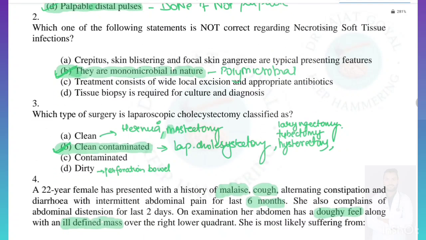Which type of surgery is laparoscopic cholecystectomy classified as? If we talk about clean surgeries, they are hernia, mastectomy, etc. In clean contaminated, laparoscopic cholecystectomy, hysterectomy, tubectomy, laryngectomy, all these will be included. So the answer here will be clean contaminated, because they were asking about laparoscopic cholecystectomy. If we talk about dirty, then perforation of the bowel will be included in this.